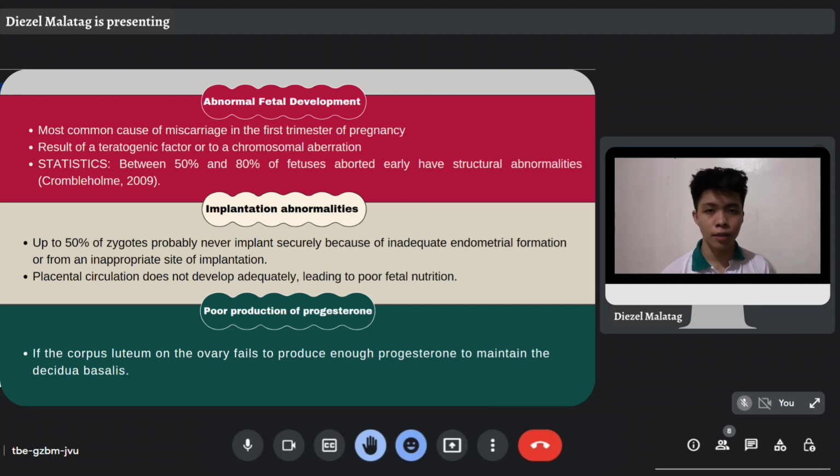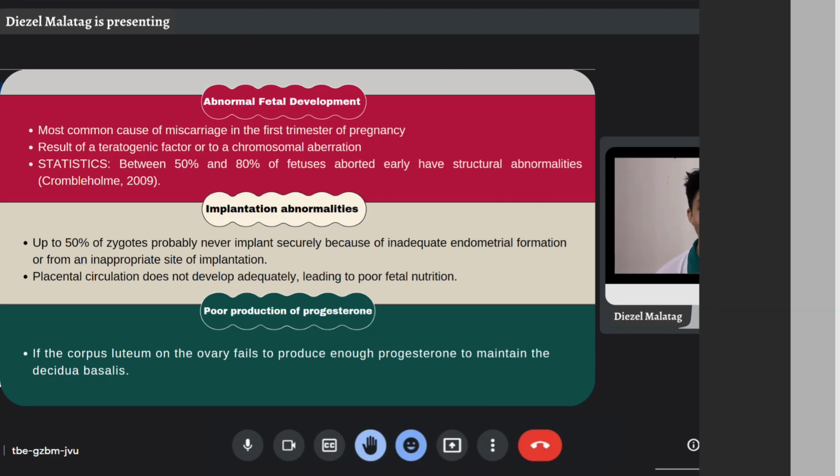Second cause, we have implantation abnormalities. Some zygotes never implant securely because of inadequate endometrial formation or from an inappropriate site of implantation. As a result, placental circulation does not develop adequately, leading to poor fetal nutrition and hence abortion. Third, we have poor production of progesterone. So, if the ovary fails to produce enough progesterone to maintain the decidua basalis, it may lead to abortion.